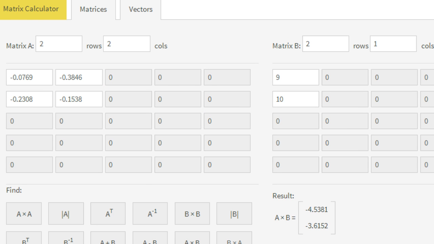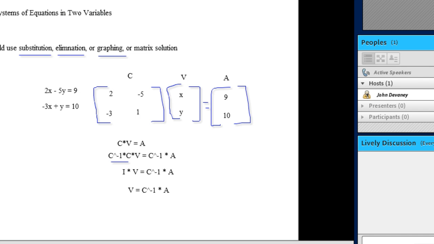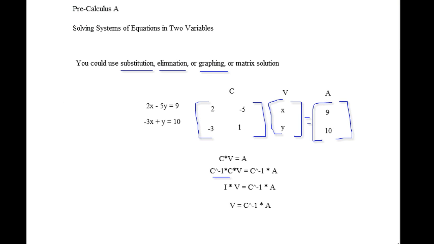That concludes everything for solving a system of equations in two variables. If you have any questions on substitution or elimination, give me a call. Graphing and matrix is what I just covered today. So if you have questions on the other two methods, please give me a call.